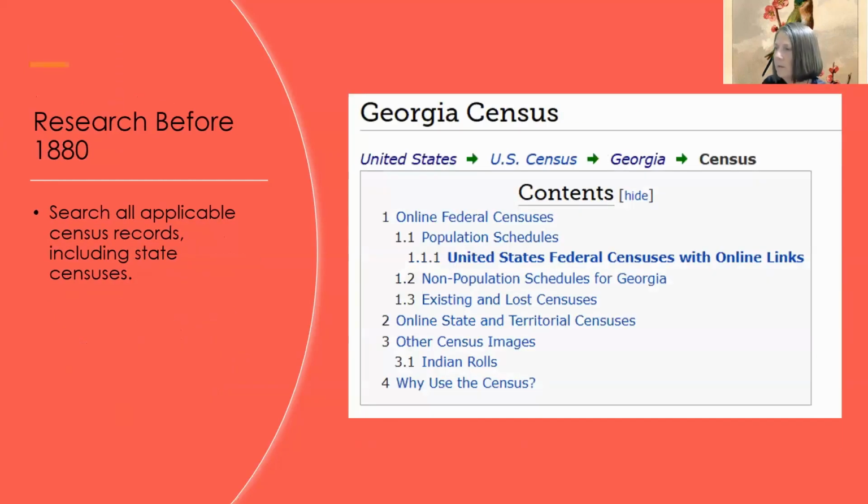Always search all the applicable censuses, including the state censuses. This tells you that there are some schedules, or for Georgia, population and non-population schedules, that are important sources of information, and where the censuses are, so you're not spinning your wheels looking for a census if it doesn't exist at all. A lot of the states took state and territorial censuses pretty early on, so that's useful as well.